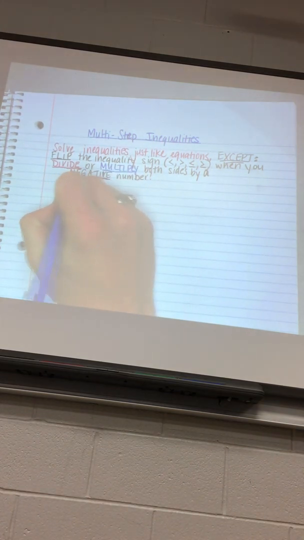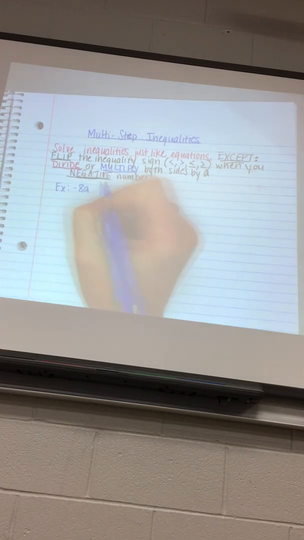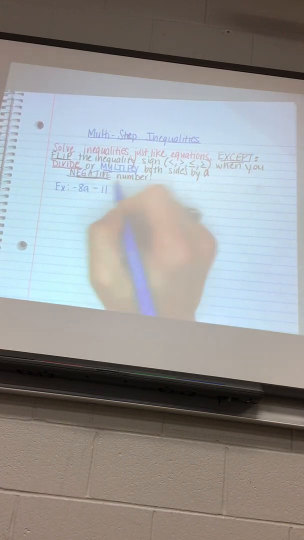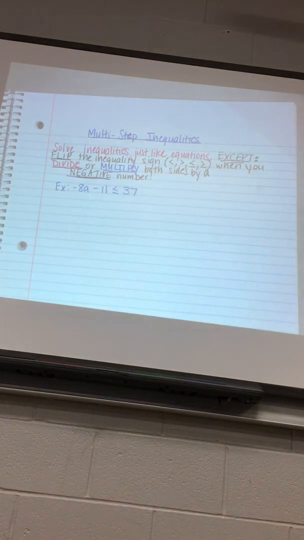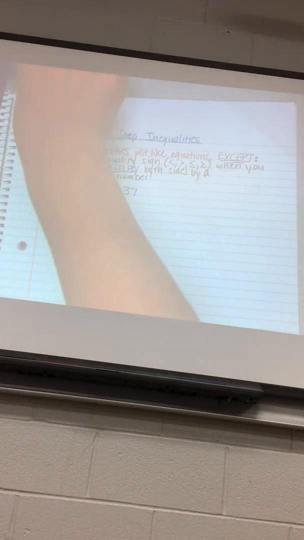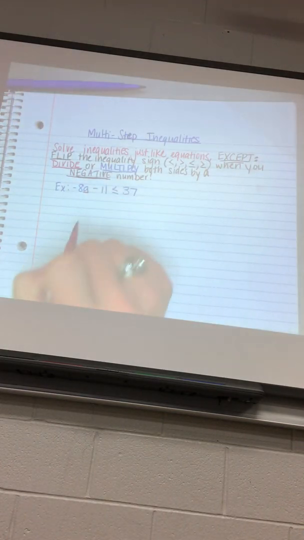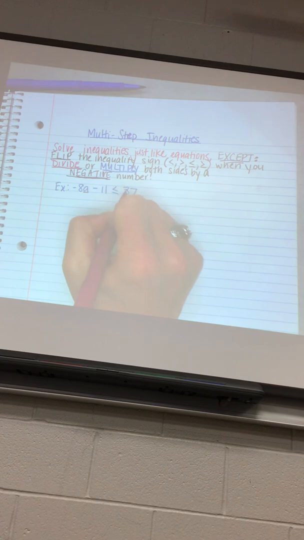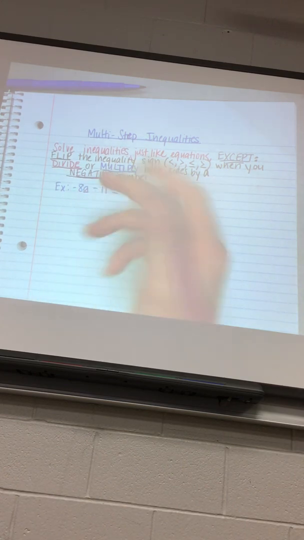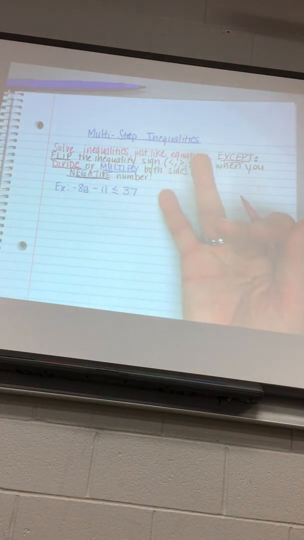Example: negative 8a minus 11 is less than or equal to 37. Okay? Just treat it just like you do the equations. We want to try to get this a by itself. So we have to get everything that's over here on this side of the inequality sign that's not an a over here. So we're going to start with just our regular numbers first. We don't have any distributing. We don't have any combining like terms.